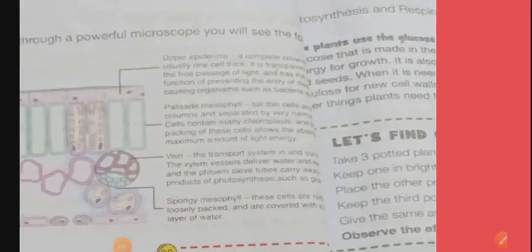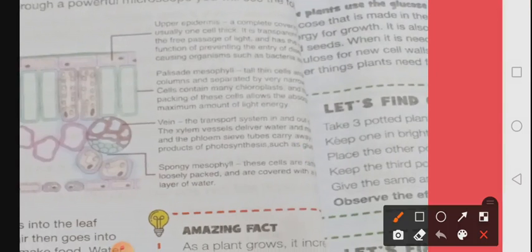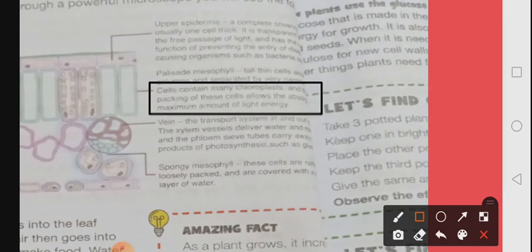Upper epidermis is the outermost layer. It is very thin and its job is to protect the inner layers of the cell, and it is transparent. It has no color. The second is the palisade mesophyll. This layer contains the chloroplast. Chloroplast, kindly underline it, this layer contains chloroplast. Chloroplast have a green chemical which is called chlorophyll.